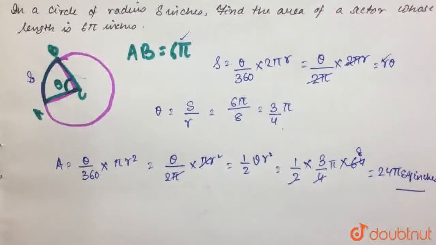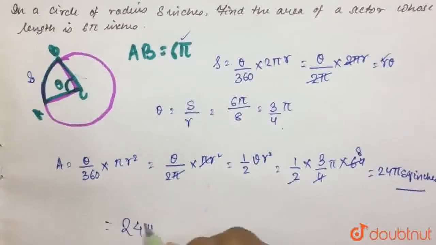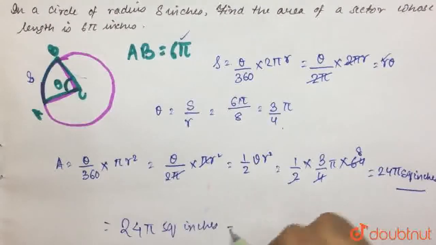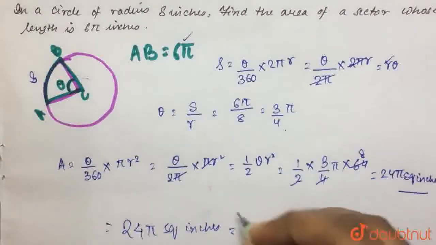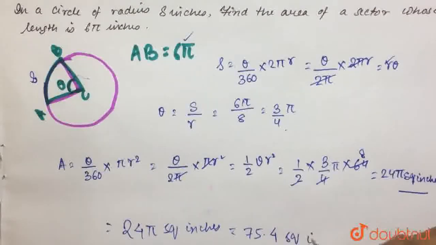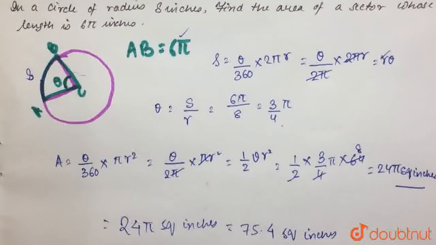So the area of this particular sector is 24 pi square inches, which, if you calculate 24 pi, gives us an answer of 75.4 square inches. So what is the area of the sector? 75.4 square inches.